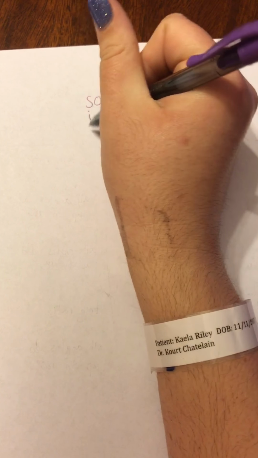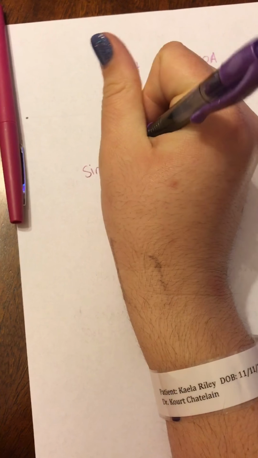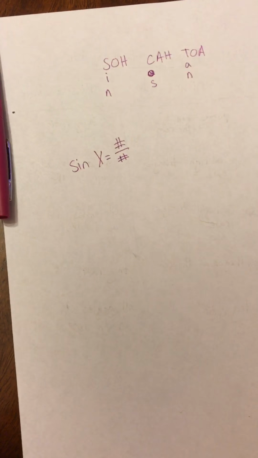Help you remember your trig ratios. Your trig functions are sine, cosine, and tangent. So you should never write out SOHCAHTOA unless you put it at the top of your paper as a reminder. You should write out sine of x equals whatever your ratio is.